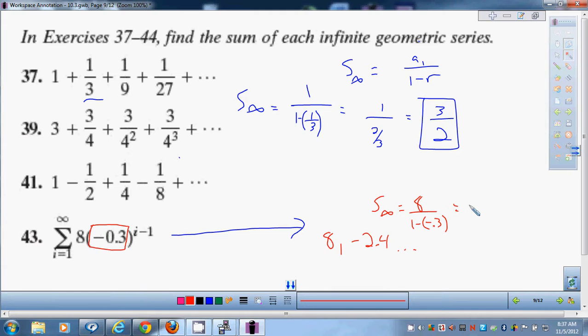Should be 8 divided by 1.3. 6.15. That sounds about right. Anybody get something different?